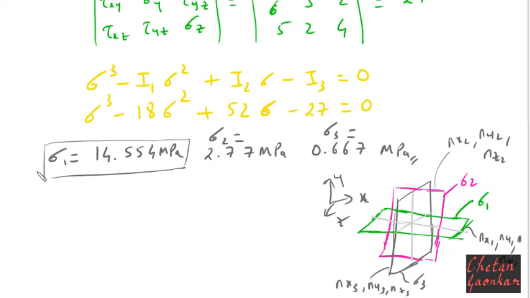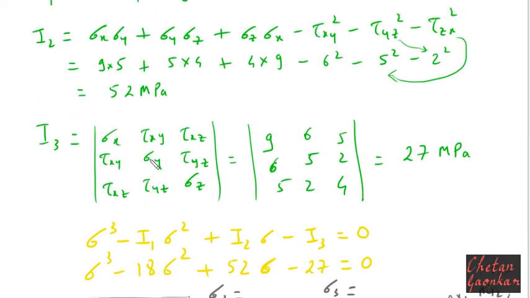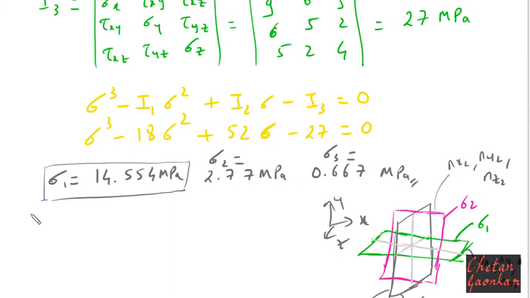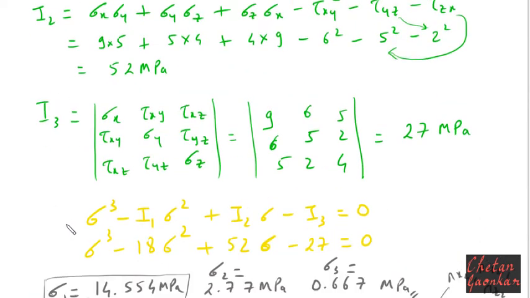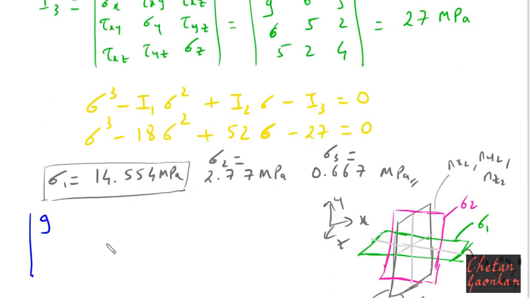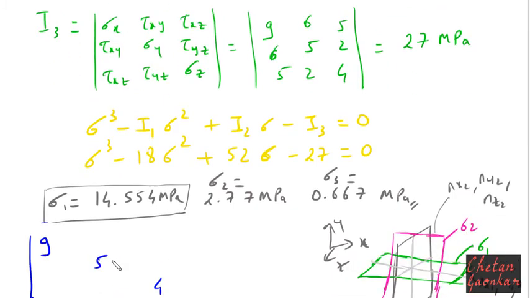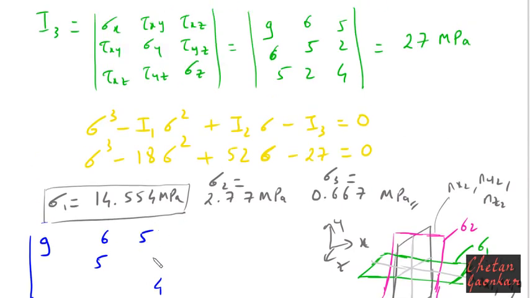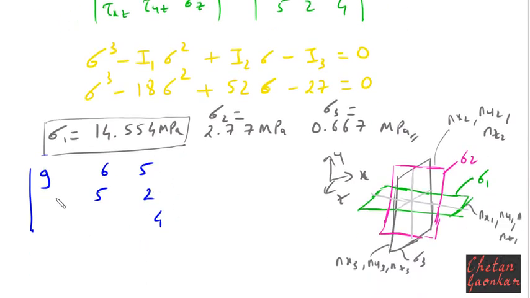For this, I will again consider this matrix, the determinant of the state of stress. The determinant of the state of stress was what? 9, then we had here 5, then we had here 4, then we also had 6, 5, and then this was 2, and then we had here 6, 5 and 2.